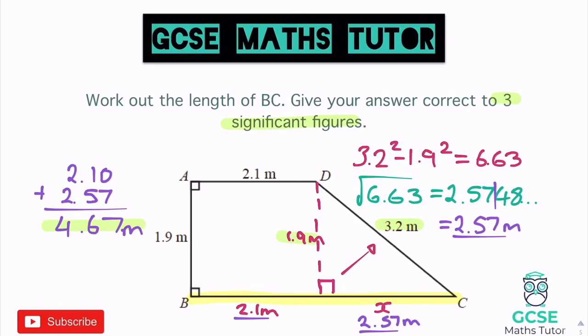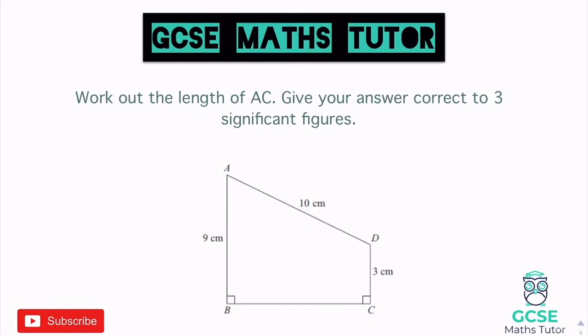Let's have a look at one other kind of question similar to this one. Okay, so this question says work out the length of AC and give your answer correct to 3 significant figures. Now if we have a look, just to start off with, if I was to connect A to C, it would form this length right here. And that obviously just starts to throw things up a little bit.